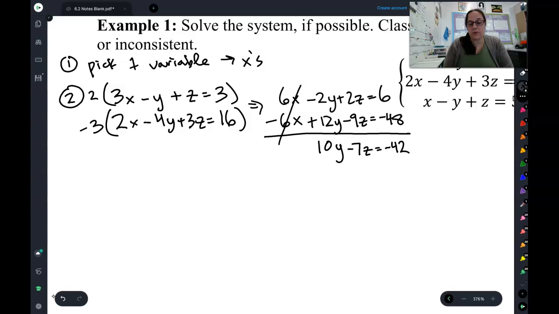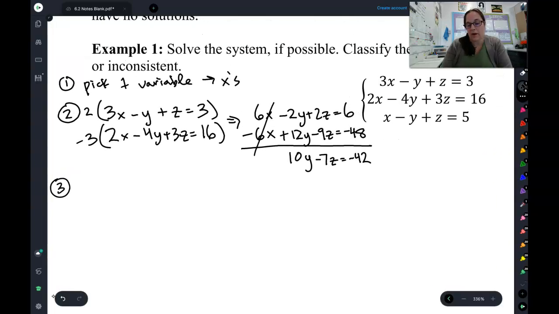So that's our step 2. We picked a pair of equations and we eliminated the x's from them, and I got this equation as a result. So step 3, I'm going to pick a different pair of equations and eliminate the x's from that pair.